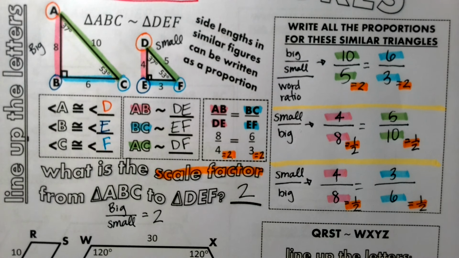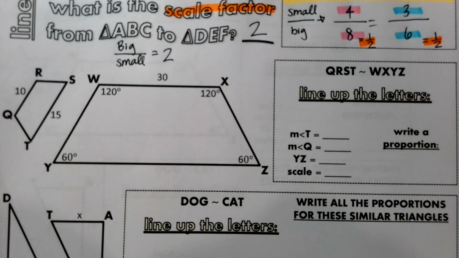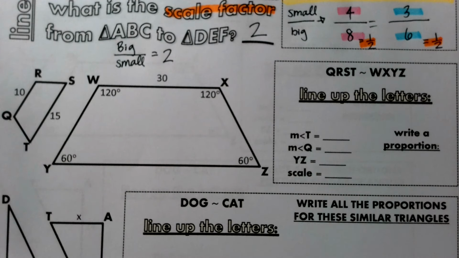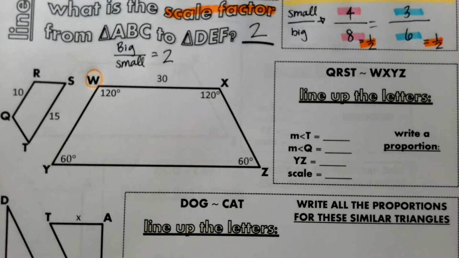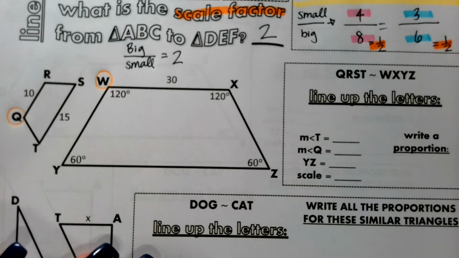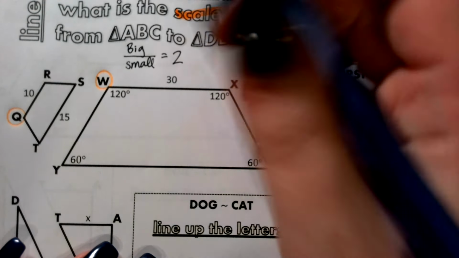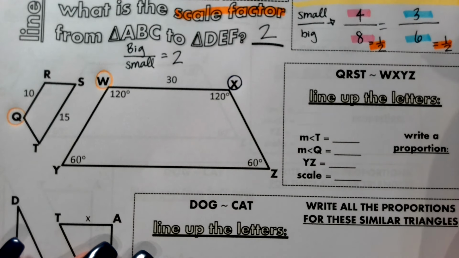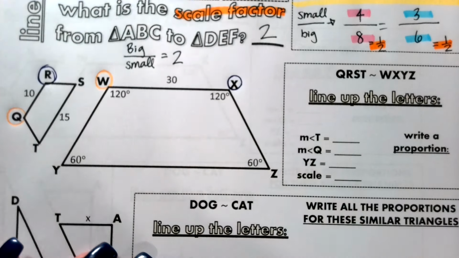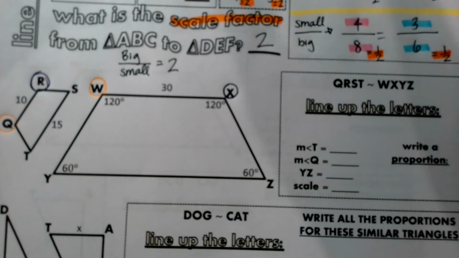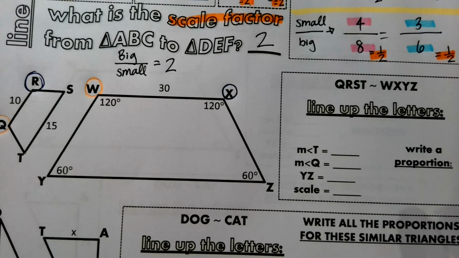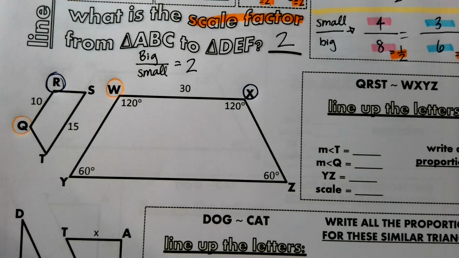Corresponding angles, they're in the same spots on different shapes. So this angle W would correspond with what angle over here? Q. What would X correspond with? R. Focus, focus, focus. There we go. What would T correspond with? Y. Last but not least, Z and S correspond with each other.